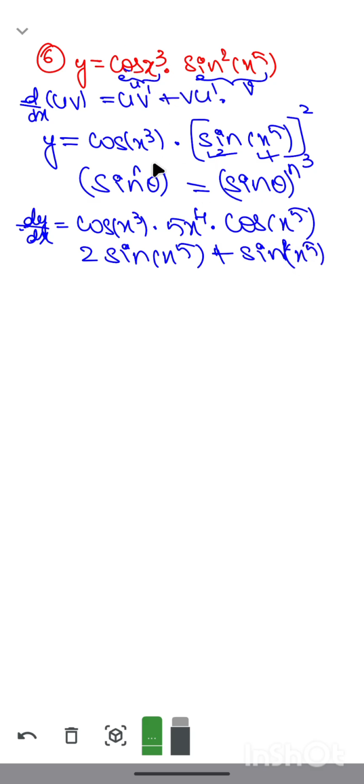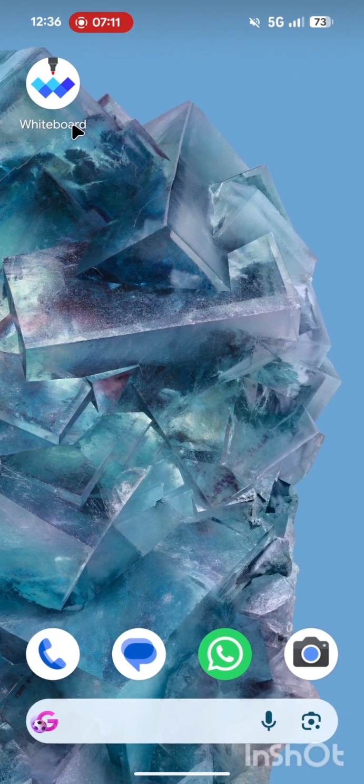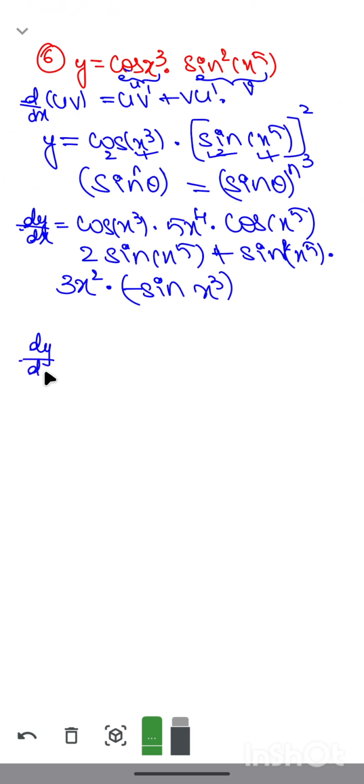In the cos of x cube also we have two functions. One is x cube and the second one is cos. So differentiate one after the other. The first function, differentiation of x cube is 3x square, into differentiation of cos x, which is nothing but minus sin x. So minus sine of x cube. So better we will write it in the bracket.